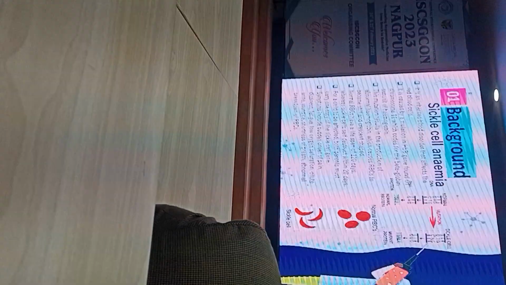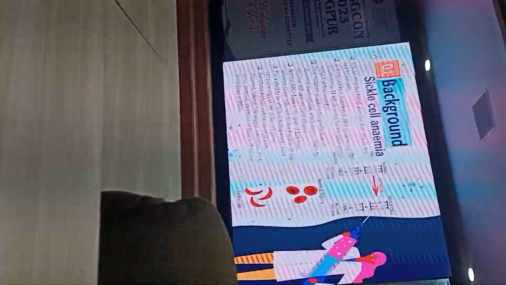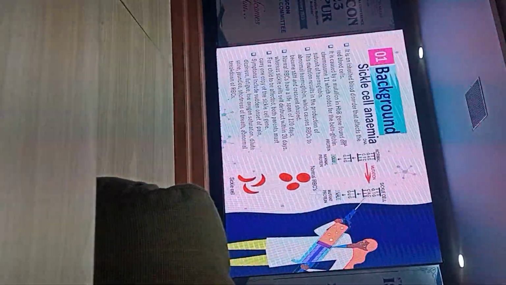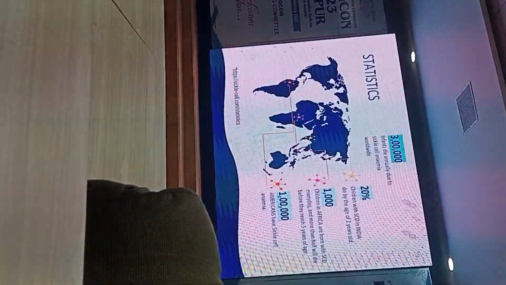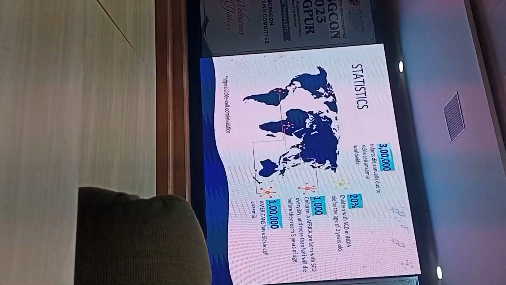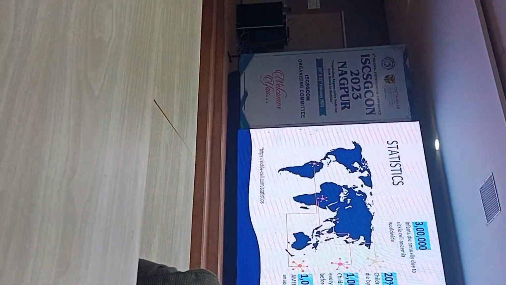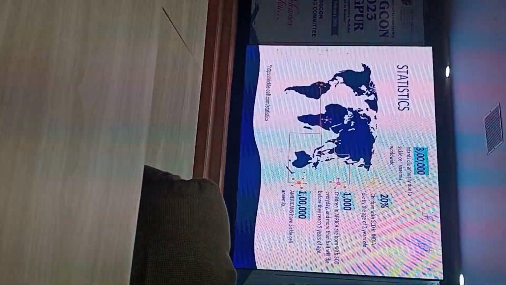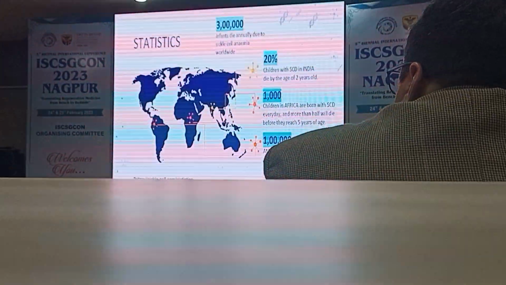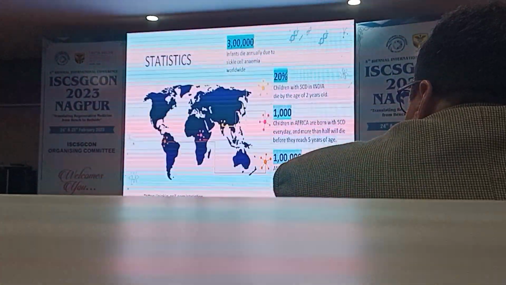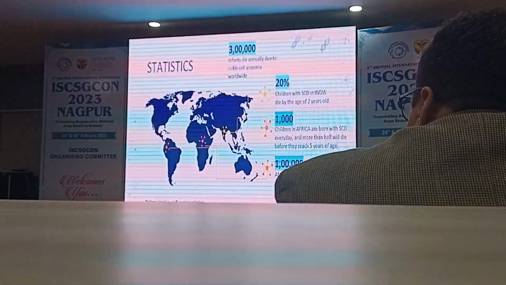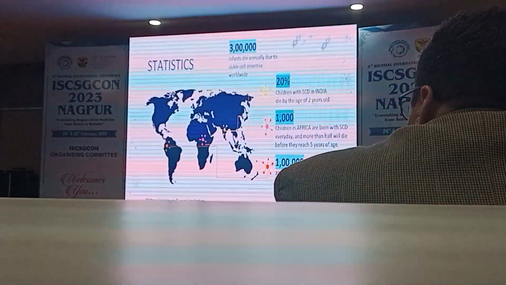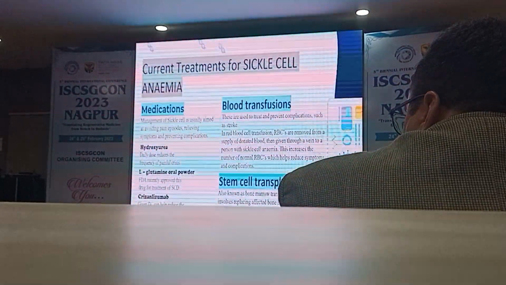So let's move on to what is sickle cell anemia. It is basically an inherited blood disorder which is caused due to a mutation in the HBB gene found in chromosome number 11. Can you imagine, 3 lakh infants die annually due to sickle cell anemia worldwide? 20% of children with sickle cell disorder in India die by the age of 2 years. 1,000 children in Africa are born with sickle cell every day and more than half die by the age of 5 years. And 1 lakh Americans have sickle cell anemia.